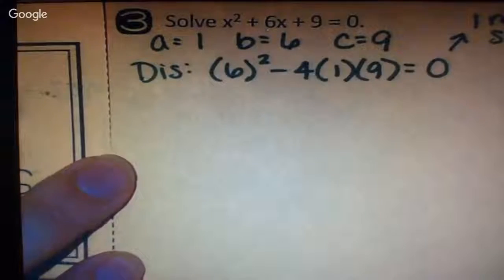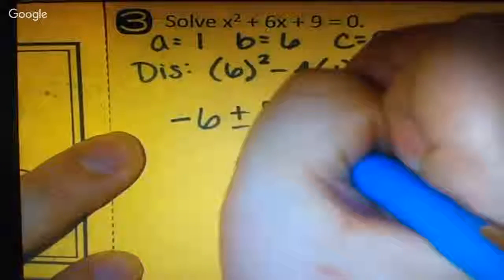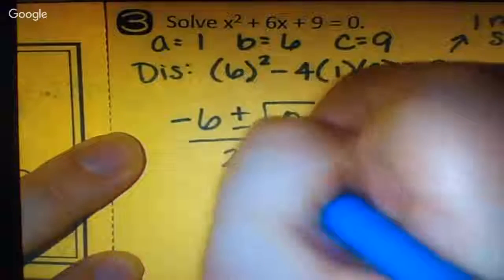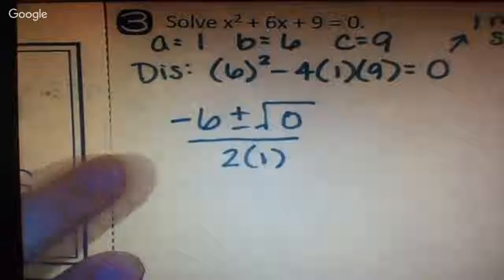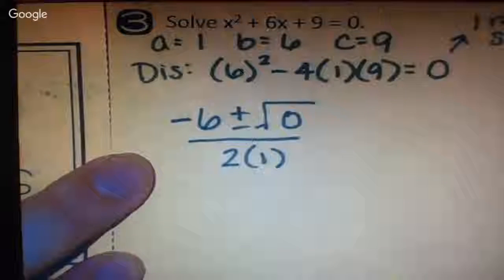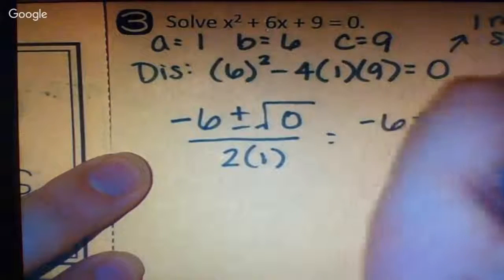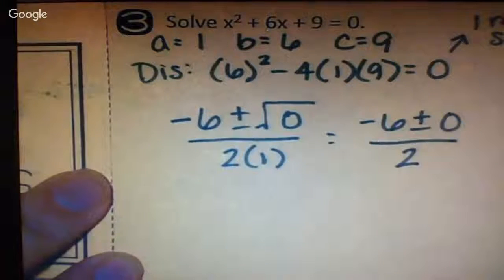Okay, my quadratic formula says change the sign of my B value. So B is now -6 plus or minus the square root of 0 divided by 2 times 1. What's the square root of 0? 0. So this is -6 plus or minus 0 divided by 2.